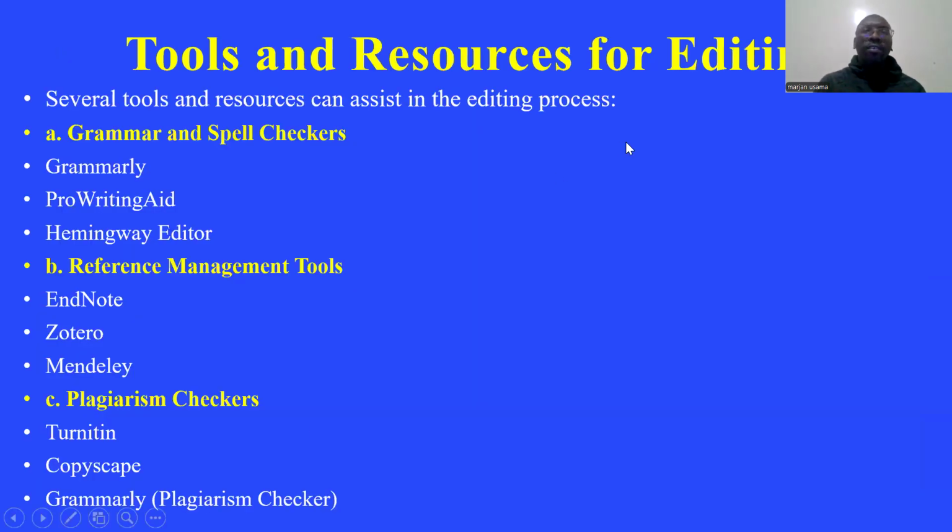Now, what are the tools and resources for editing? There are a lot of tools on the internet, and a lot of software that can help you in editing. We have grammar and spell checkers: Grammarly, Pro Writing Aid, Hemingway Editor. Some of these instruments are free, but some you need to pay for. You just put your research, for example in Grammarly, copy and paste chapter 1. It will bring all the grammar errors, and it will suggest what you have to do.